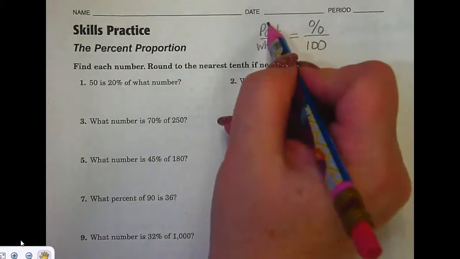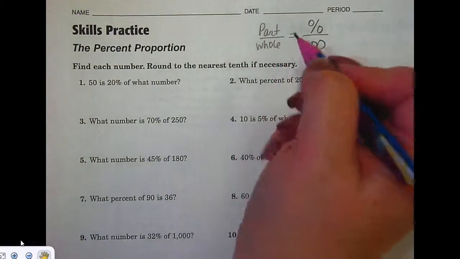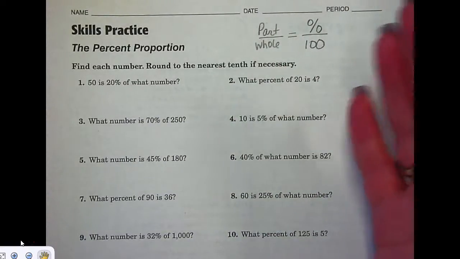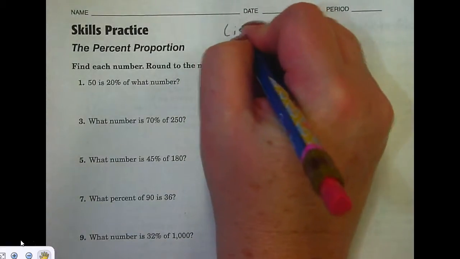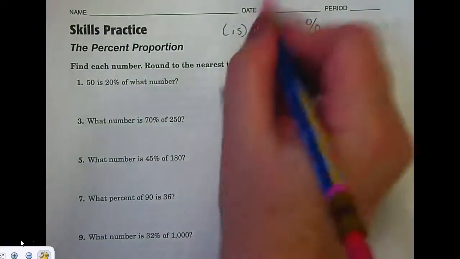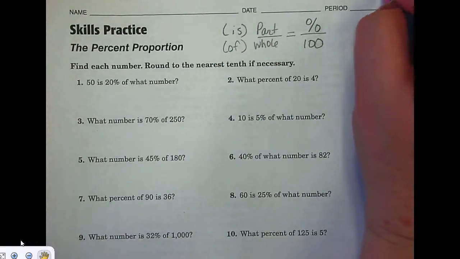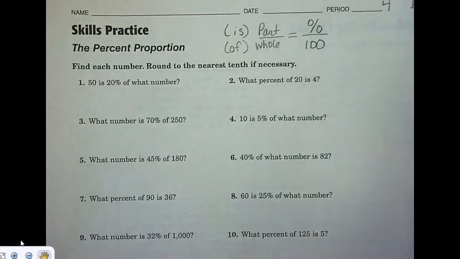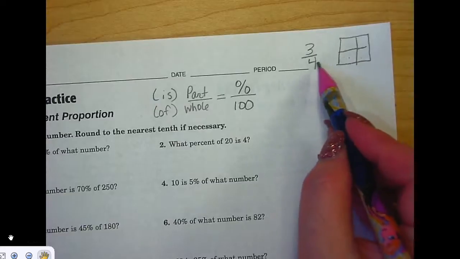What are our key words that help us think about our part and our whole? What goes with part? We have an is and we have an of. What word goes with part? Is. And the whole is always the of, right? I can think about that if I have 3/4. This fraction is, the whole thing is how many parts? 1, 2, 3, 4. 4 is my whole.